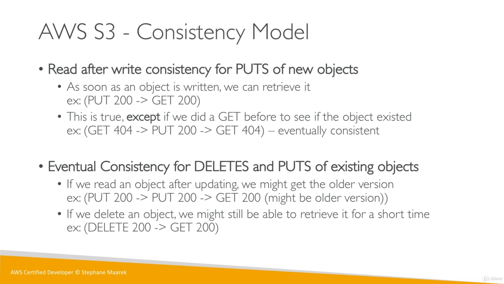What you need to know is that for new objects, as soon as you write it, you can retrieve it. So read after write consistency for puts. And then if you overwrite an object or delete an object, you get eventual consistency. That means that you might get an older version or might even get the object after it's been deleted, just for a short time, for the time it takes AWS to replicate your objects on their cloud in S3. So I hope that helps around what the consistency model means. Just remember two things, read after write and eventual consistency.